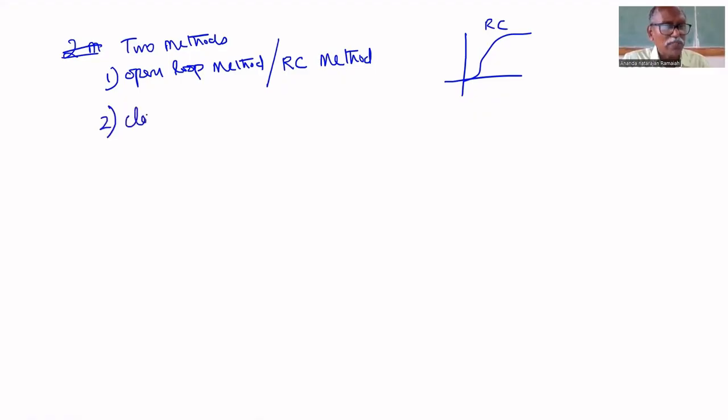Another method is closed loop method, or sustained oscillation method.